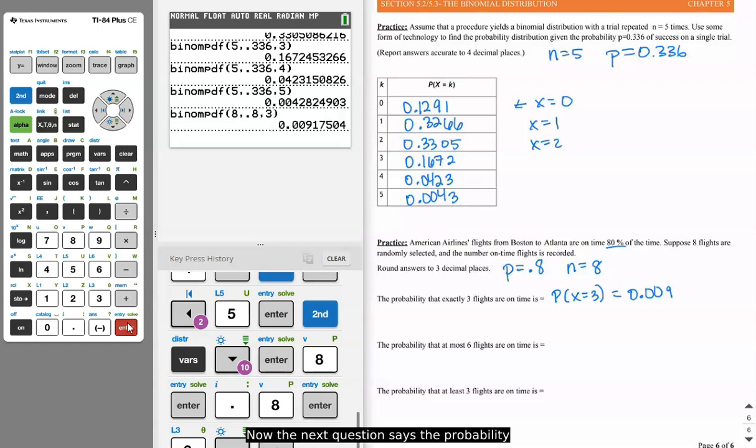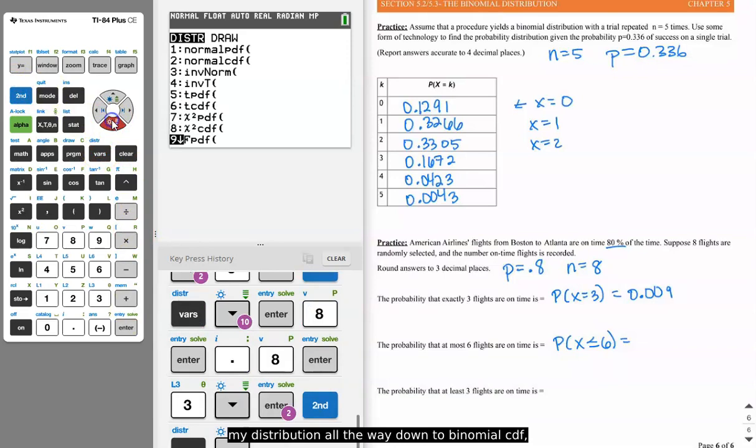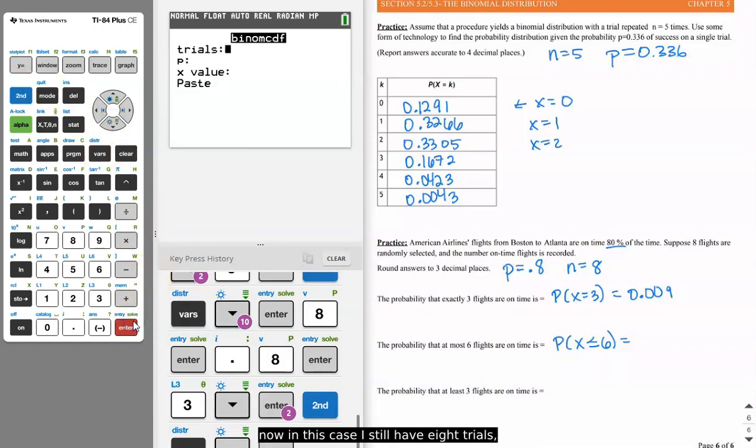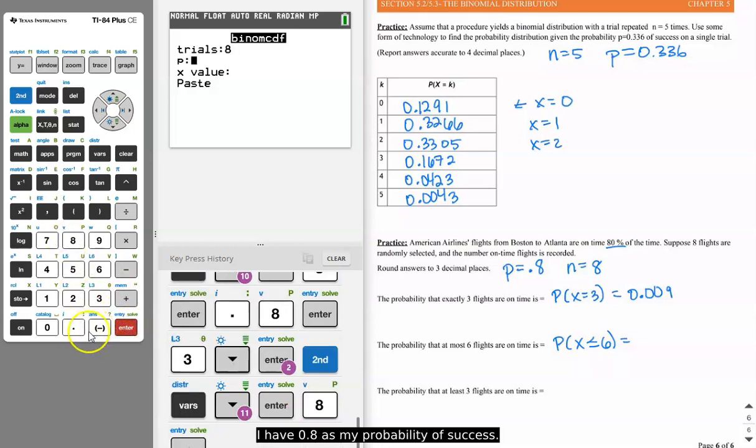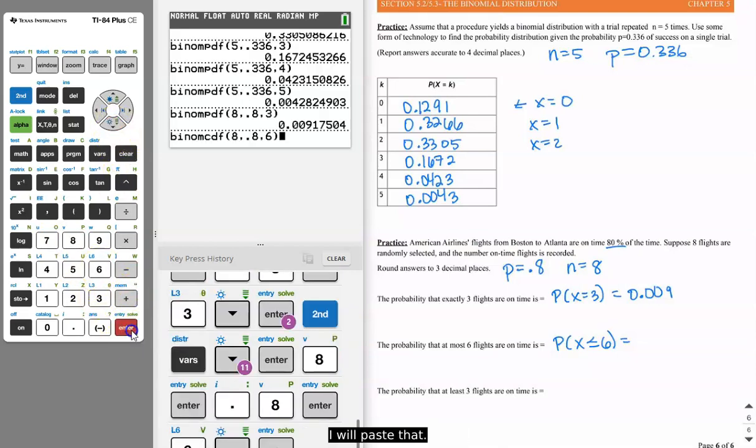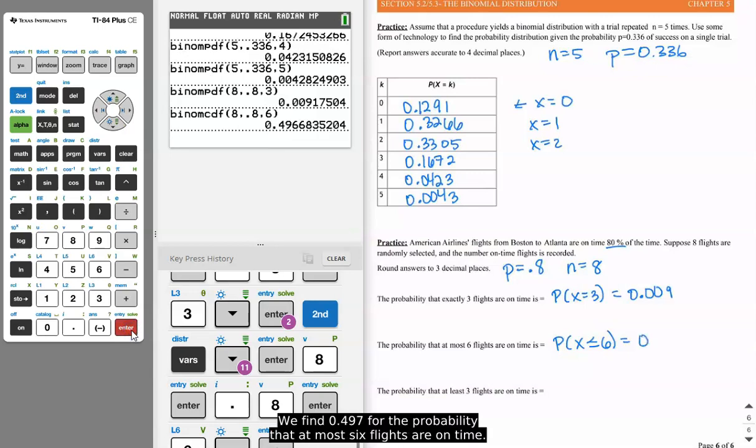Now, the next question says the probability that at most 6 flights are on time. So the probability that x is less than or equal to 6. So this can be found on my binomial CDF, because it's a cumulative area. We want all of the probabilities added up for 6, 5, 4, 3, 2, 1, and 0. So we're going to hit second and my bars to get my distribution, all the way down to binomial CDF. Now in this case, I still have 8 trials. I have 0.8 as my probability of success. And now I have 6 for the value. I will paste that. And so we find 0.497 for the probability that at most 6 flights are on time.